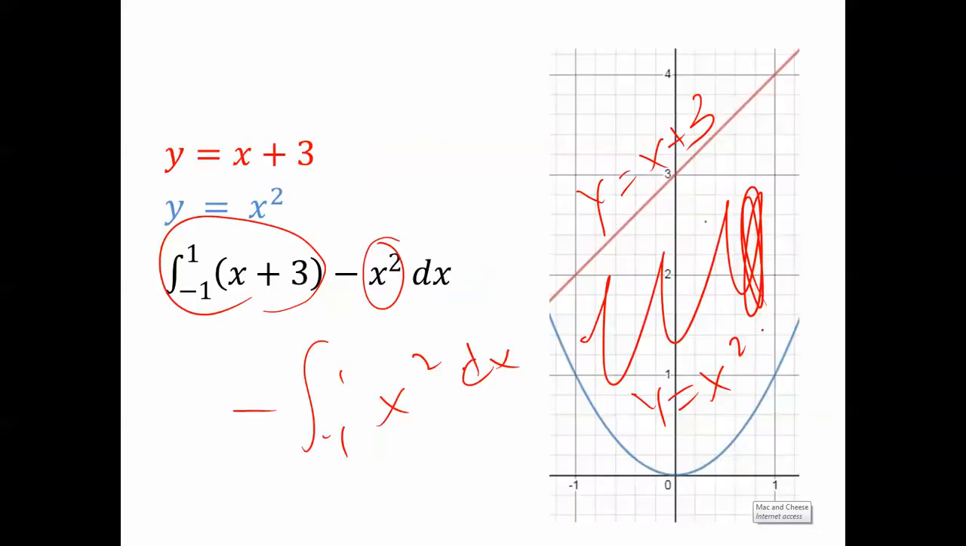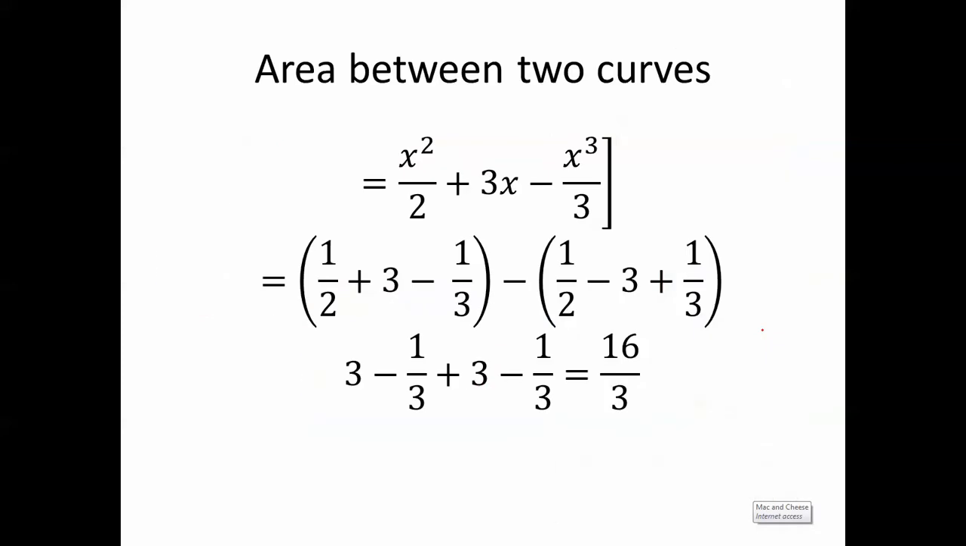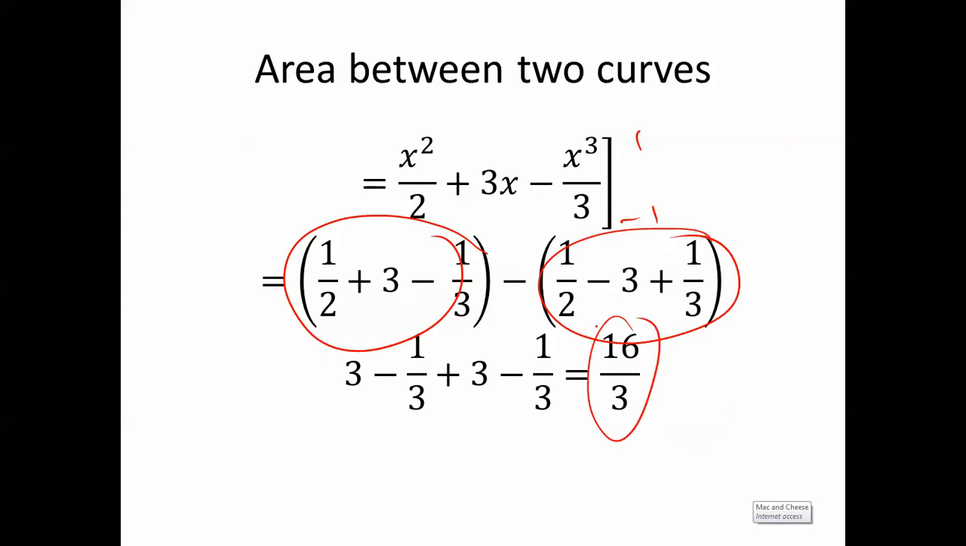And let's see, this is going to be from -1 to 1. So this would be from -1 to 1. Plug in 1, we get this. Plug in -1, we get this. And it all simplifies to 16/3.